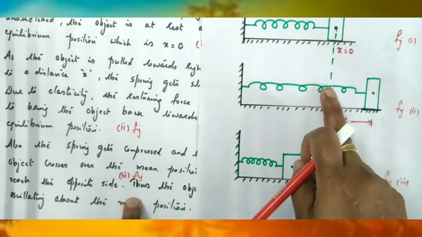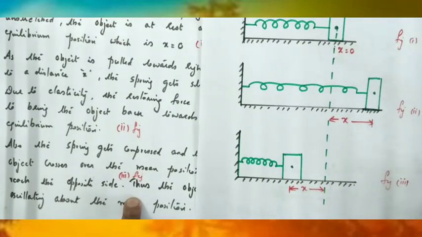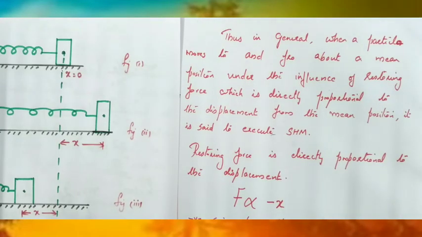If an external force is applied, it extends, and if it is released, it comes back to the mean position, again it compresses and the spring exhibits oscillation. Thus, in general, when a particle moves to and fro about a mean position under the influence of a restoring force, which is directly proportional to the displacement from its mean position, it is said to execute simple harmonic motion. So, this is the definition of simple harmonic motion.